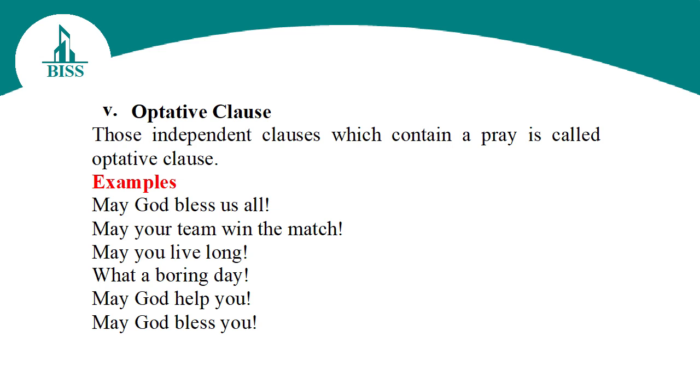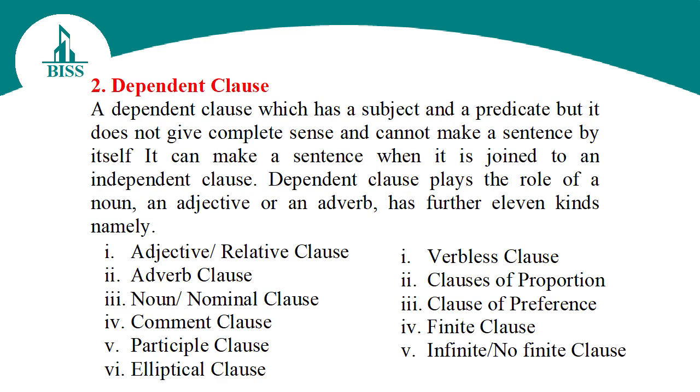Optative is the fifth kind of independent clause. Those independent clauses which contain a prayer are called optative clauses. May God bless us all. May your team win the match. May you live long. May God help you. May God bless you.